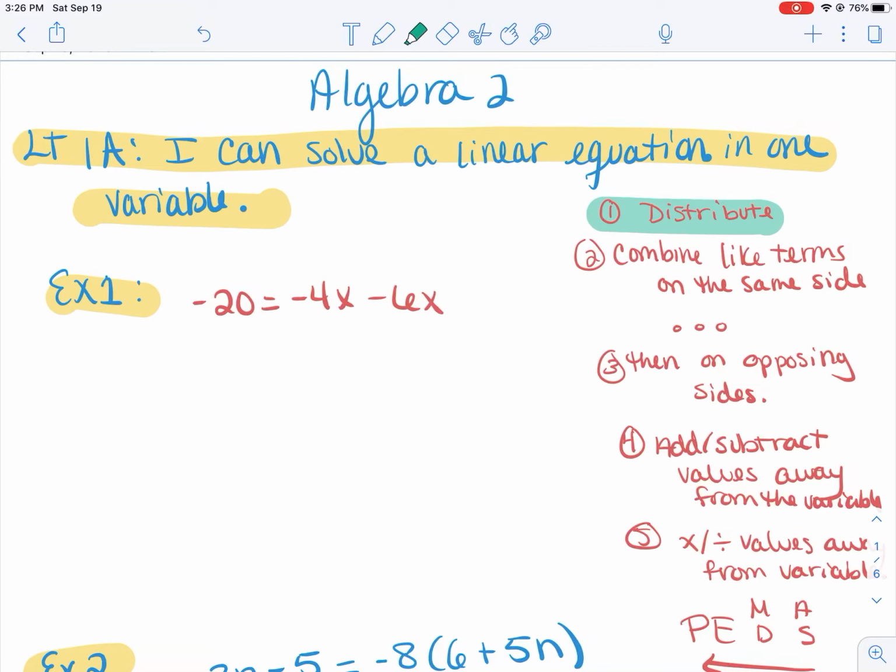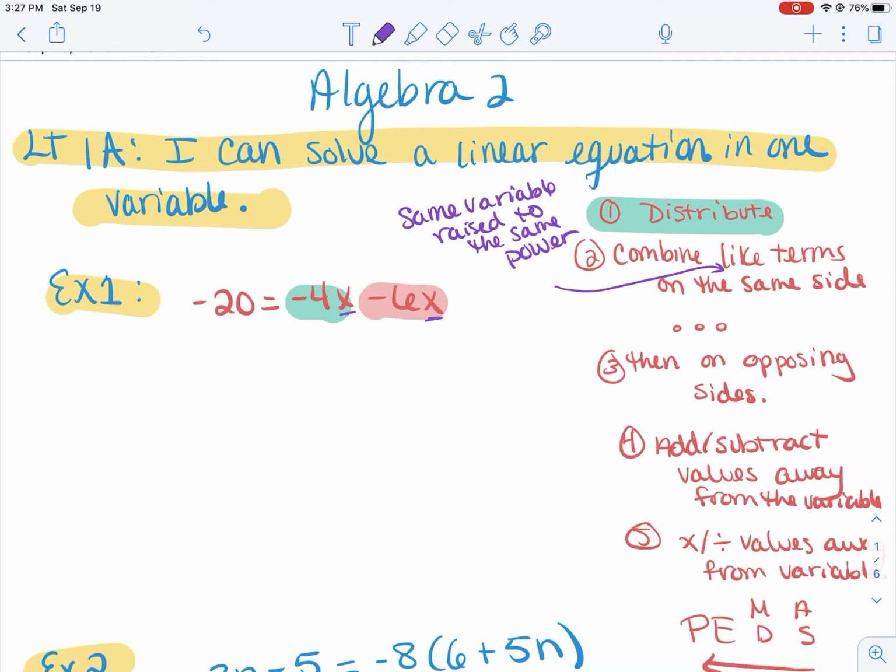The next thing we want to do is try to combine any like terms on the same side of the equation. So sort of clean up our equation a little bit. Well, on the left-hand side, the only term we have is negative 20. But on the right-hand side, we have negative 4x and we have negative 6x, right? Those are like terms because they have the same variable raised to the same power. That's what makes a like term, okay? So x is to the first power here and to the first power here, so I can combine them.